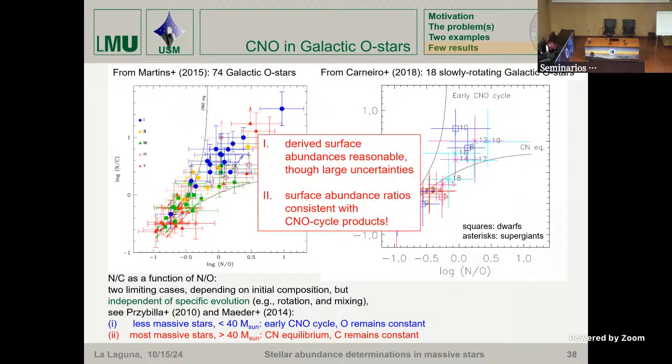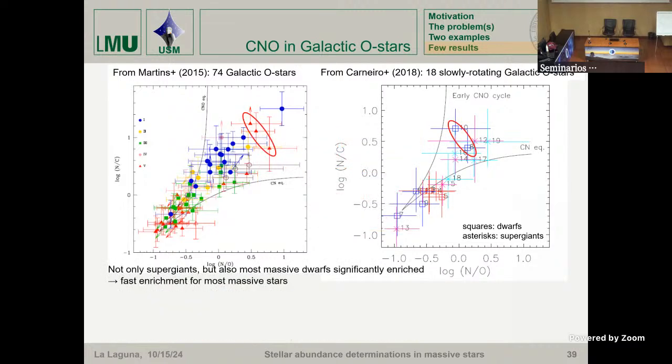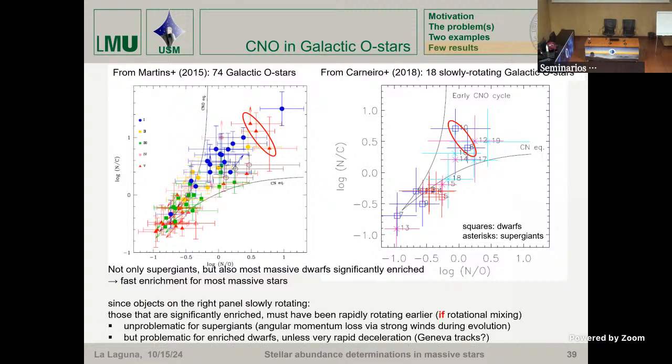Anyhow, the result from this would be that the derived surface abundances are reasonable, though the uncertainties are large, and particularly that the derived surface abundances are consistent with CNO cycle products. One has to say, though, that we have in both samples quite highly enriched objects, highly enriched at the surface, which are dwarf stars. And this has a certain problem.